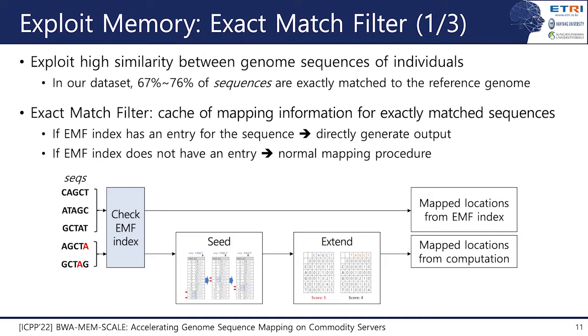Exact match filter is a cache of mapping information for exactly matched sequences. For a given short sequence, if exact match filter index has an entry for the sequence, it bypasses seed and extend phase and directly generates output based on the mapping information of the exact match filter index.